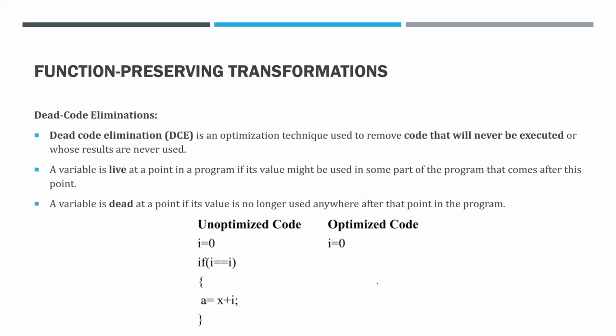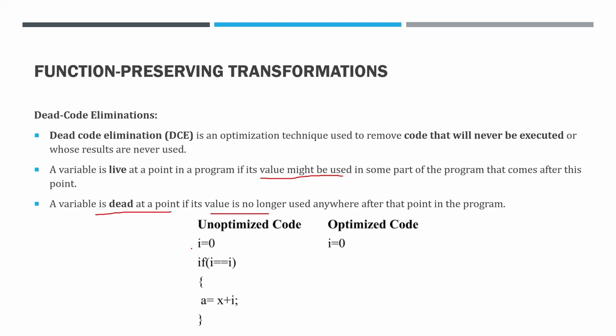Next one is the dead code elimination. Dead code elimination is one of the most important optimization techniques, which is used to remove code that will never be executed or whose results are never used. A variable is live at a point in a program if its value might be used in some part of the program that comes after this point. A variable is dead at a point if its value is no longer used anywhere after that point in the program. So what is the purpose of keeping this dead variable in the rest of the code? We can remove that. That we call dead code elimination.